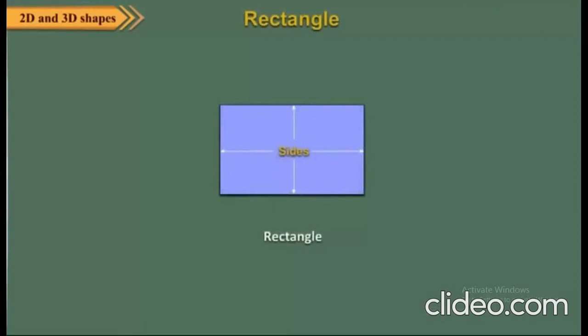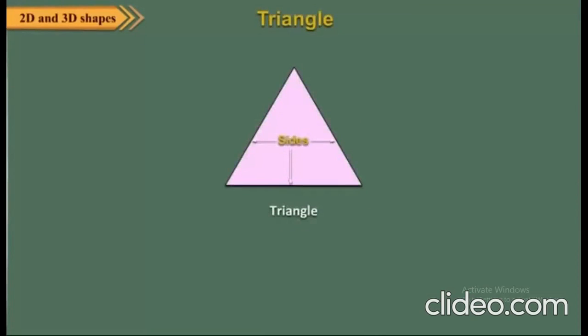Now rectangle. Rectangle has four sides but two opposite sides are equal. Here you can see two opposite sides, breadths are equal and lengths are equal. Rectangle also has four vertices. Vertices means corners. Triangle. Triangle has three sides, 1, 2 and 3 sides and 3 vertices. So triangle has 3 vertices.